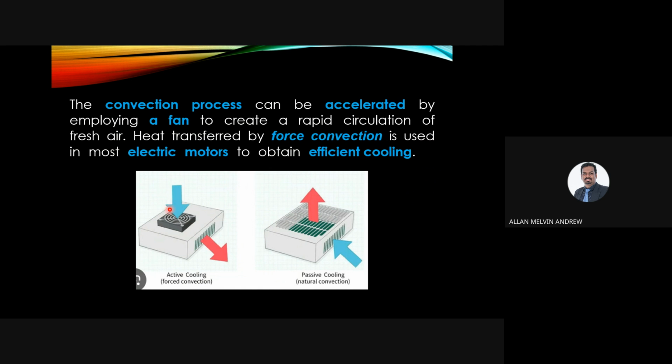So this is active cooling, where we attach a fan. There can also be passive cooling, which is natural convection. Cool air will enter through the inlet, and once the cool air enters, the hot air will naturally go up. By comparison, active cooling is faster than natural cooling.